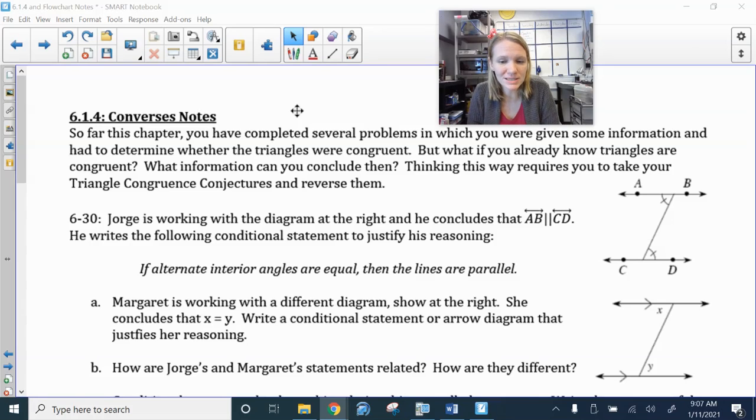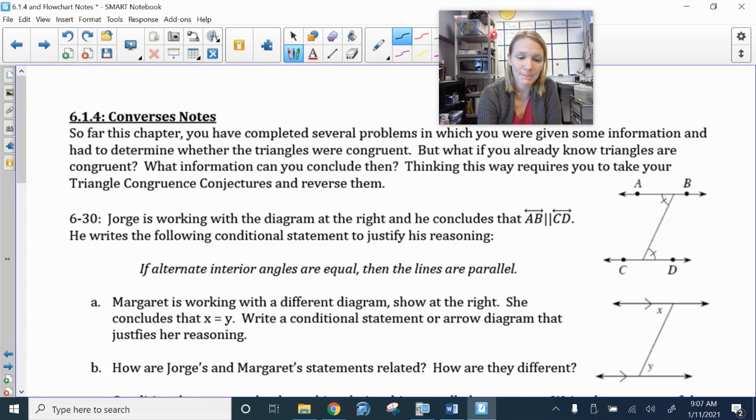So far this chapter, you've completed several problems in which you were given some information and had to determine whether the triangles were congruent. That's what we were just doing. But if you already know the triangles are congruent, what information could you conclude then? Okay, so if we already know they're equal, then what else do we know about them? Thinking this way requires you to take your triangle congruence conjectures and reverse them. Okay, so we're going to talk about that more and more as we go along. So first we're starting here.